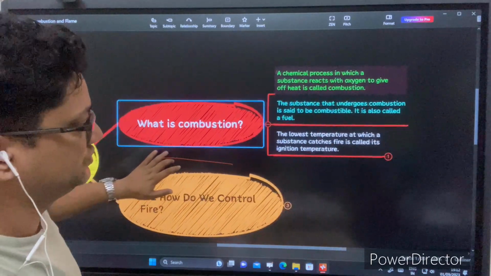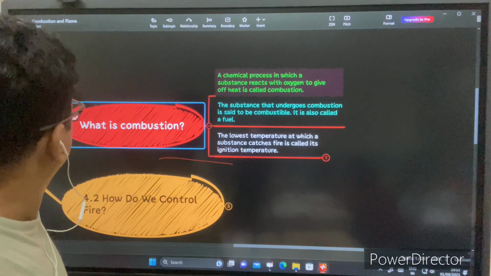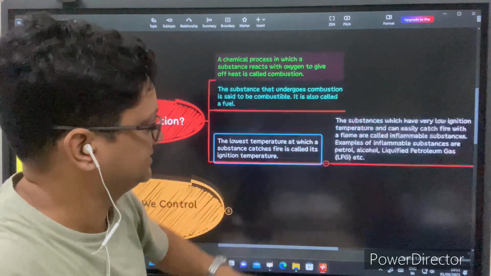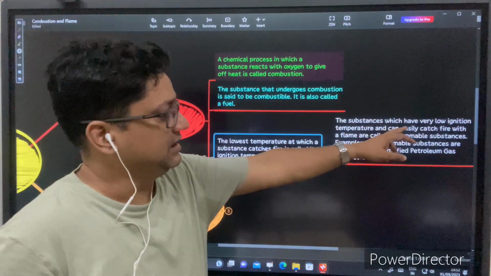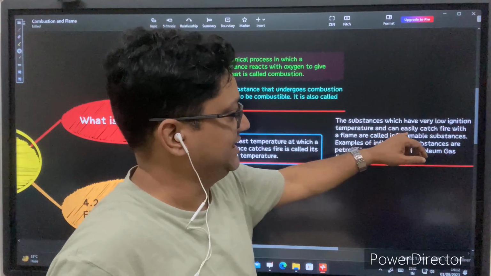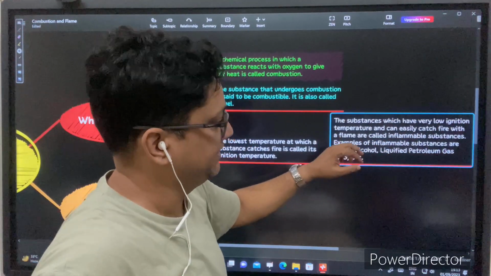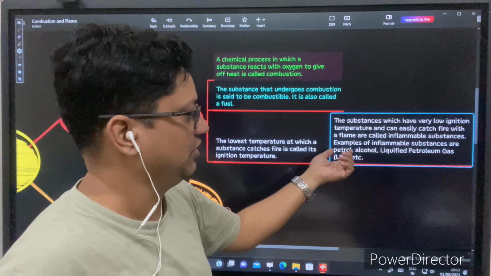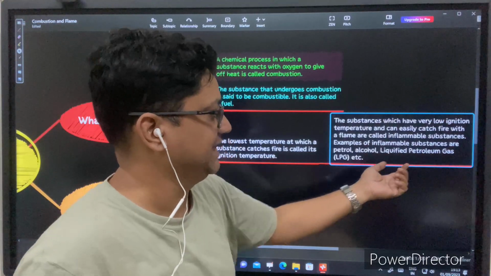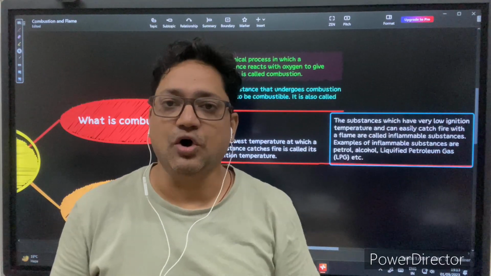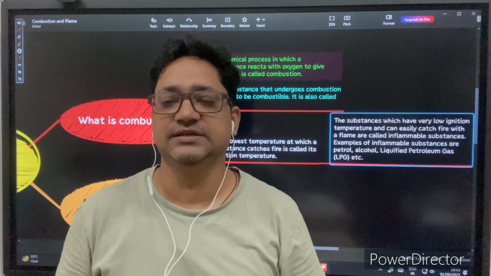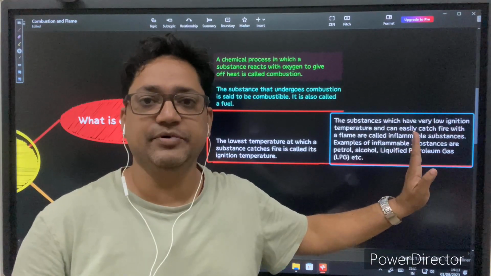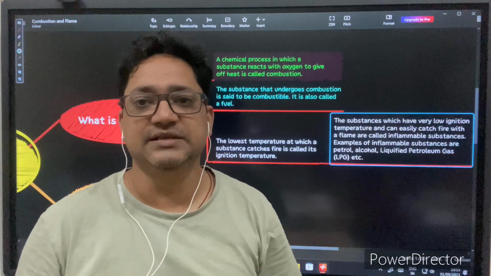Now, coming to the point where we have to use the lowest temperature, or ignition temperature. The substance which has a very low ignition temperature and can easily catch fire with a flame is called an inflammable substance. For example, petrol, alcohol, liquefied petroleum gas, LPG. All those substances which have a very low ignition temperature and can catch fire are called inflammable substances. The examples of these inflammable substances have been mentioned here.